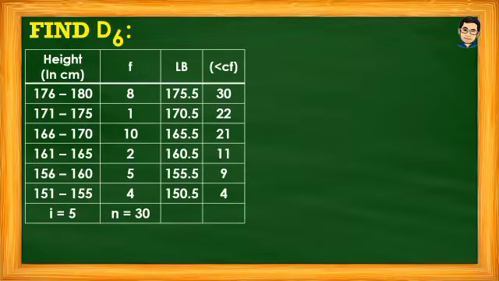Now, after getting the position of the D sub 6 class, we will calculate the value of D sub 6. Again, the location of the D sub 6 class is here. So, 166 to 170 na class.